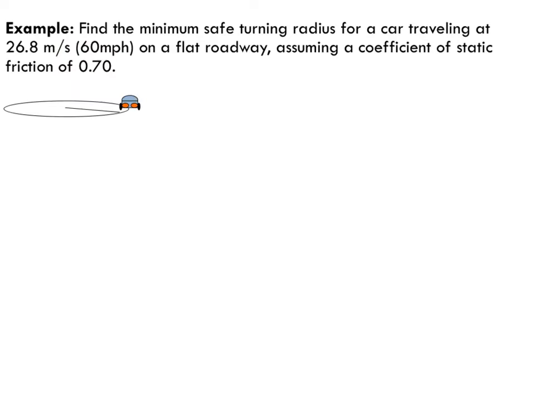So in this example, we're asked to find the minimum safe turning radius for a car traveling at 26.8 meters per second, or about 60 miles per hour, on a flat roadway, assuming a coefficient of static friction of 0.7. So again, here we always want to start with a free body diagram. We have our normal force acting up, we have our force of gravity acting down, and then we have our frictional force acting inwards. Now again, remember that our static friction will be equal to mu times N, which in this case is mg.